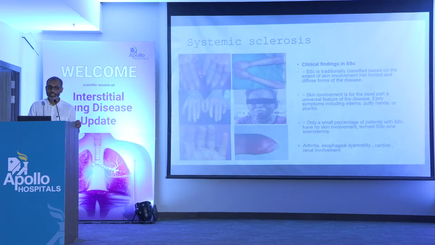So now, clinical features of scleroderma, as we all know, we see Raynaud's phenomenon, sclerodactyly, and fingertip ulcers in patients with scleroderma. And the skin involvement depends upon whether it is limited cutaneous or diffuse. So we see involvement of skin. There can be calcinosis cutis, and early disease usually presents with edema and puffy hands. Then arthritis, esophageal dysmotility, cardiac, renal and lung involvement are features of scleroderma.